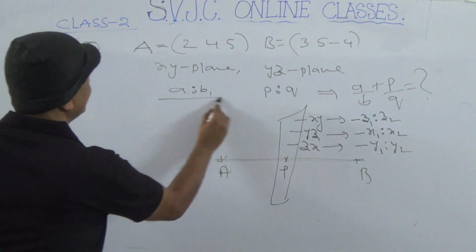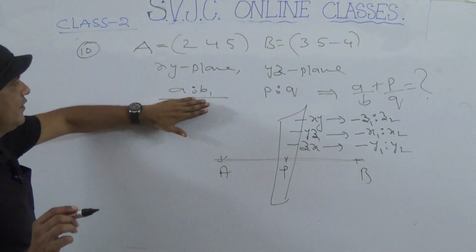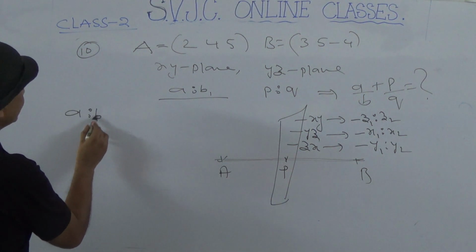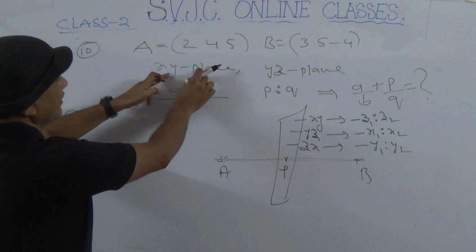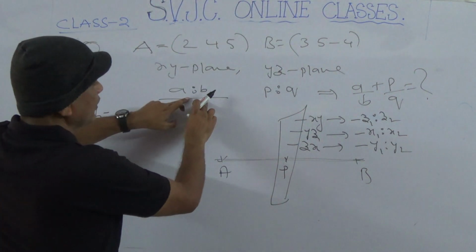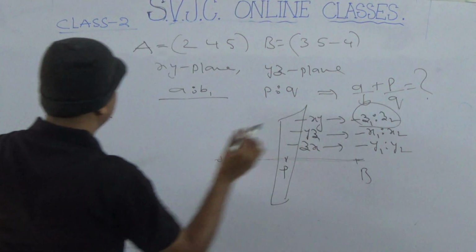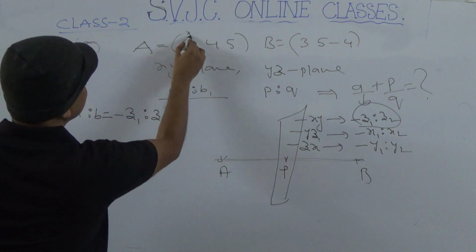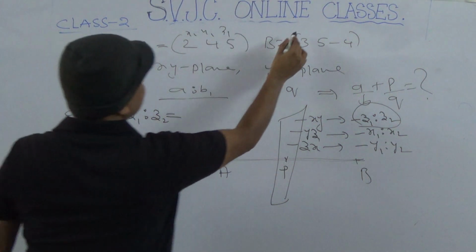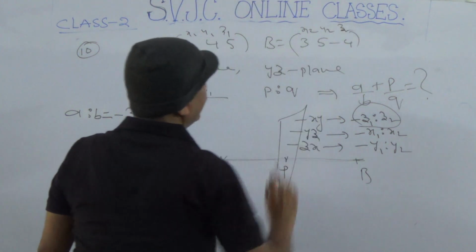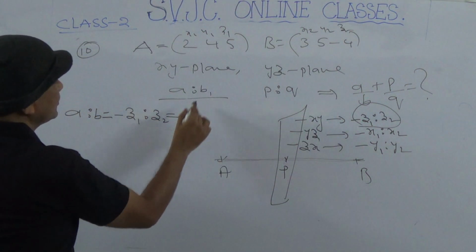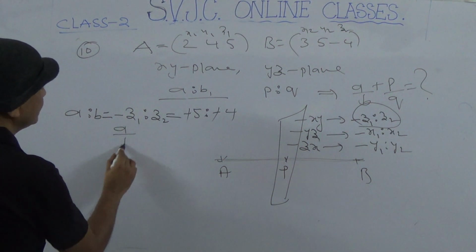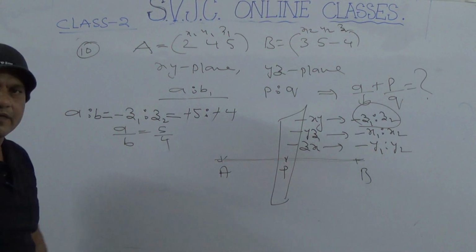Here, what is a:b? a:b is the ratio in which the XY plane divides the line segment AB. The XY plane divides AB in the ratio minus z1 is to z2. Taking x1, y1, z1 as the first point and x2, y2, z2 as the second point, minus z1 is to z2 is minus 5 is to minus 4, and the minus signs cancel. That means a/b is equal to 5/4.